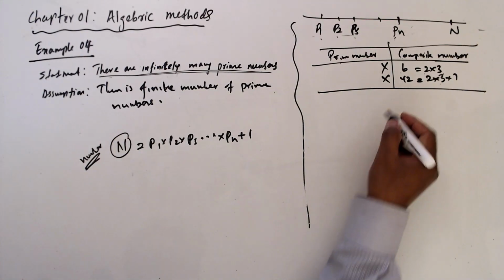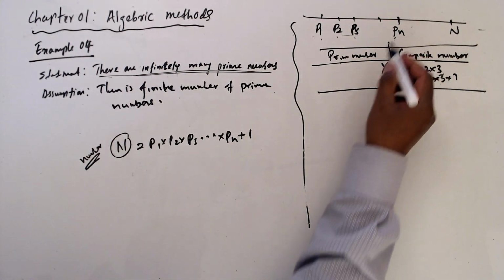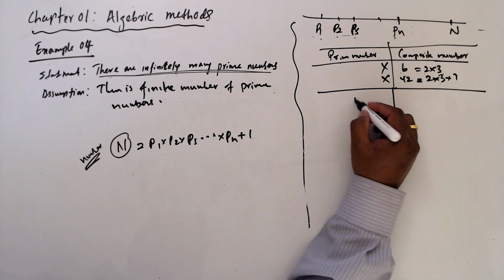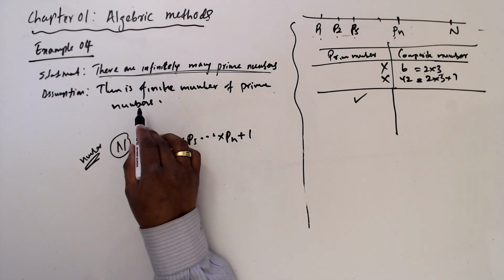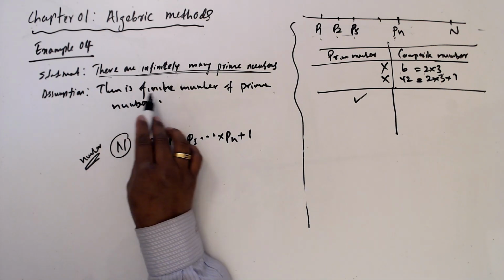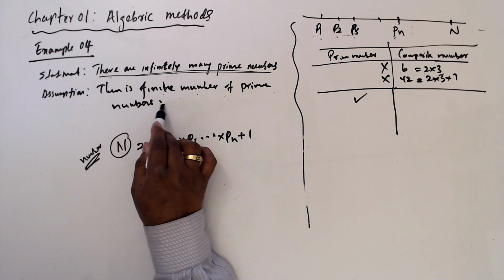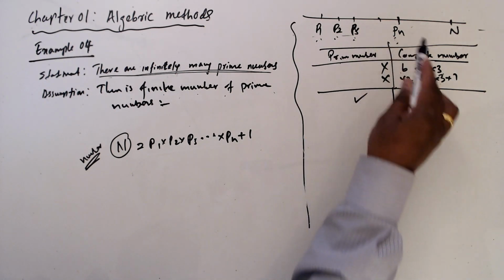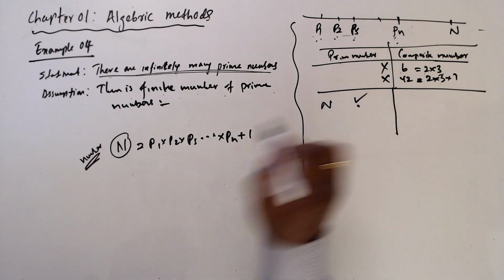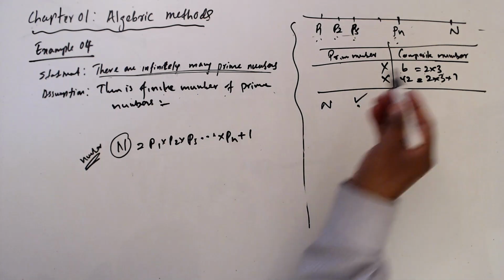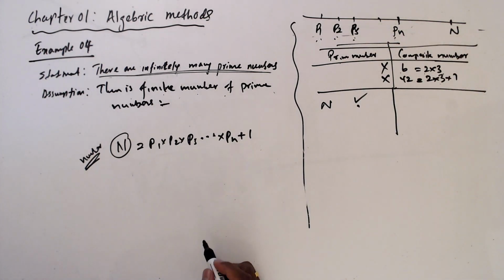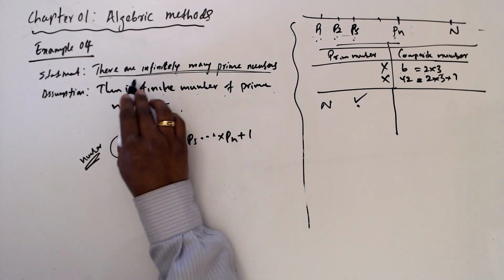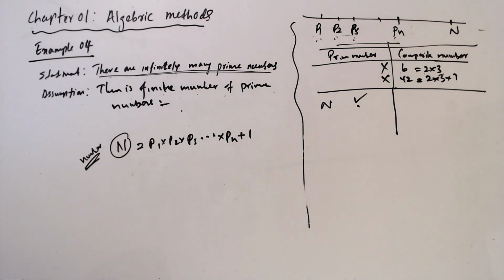So this number can be either a prime number. If it is a prime number, the case is failed already. We took that P1, P2, P3 up to Pn. But if n is also a prime number, then we found another number apart from this set. Then the case is failed. It is a contradiction. Hence there are infinitely many prime numbers.